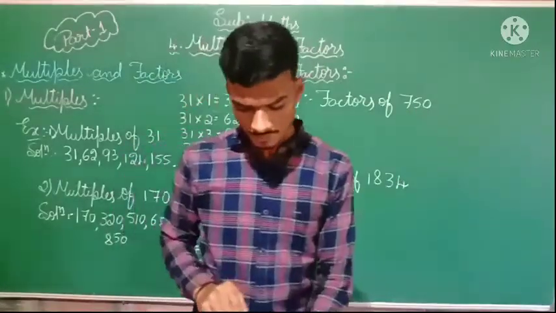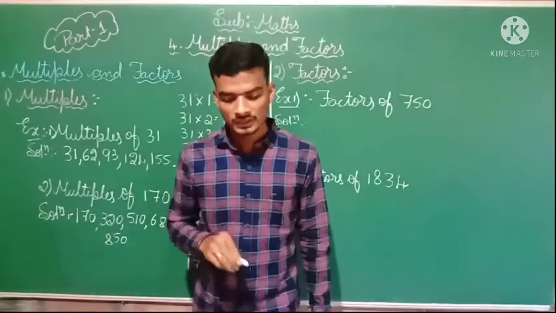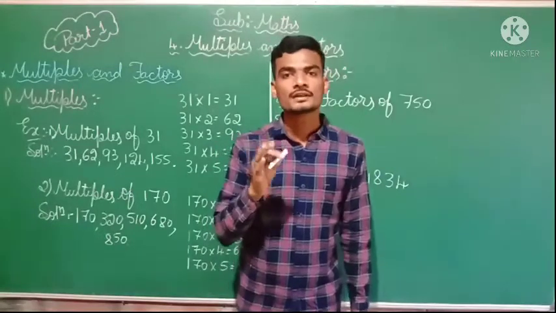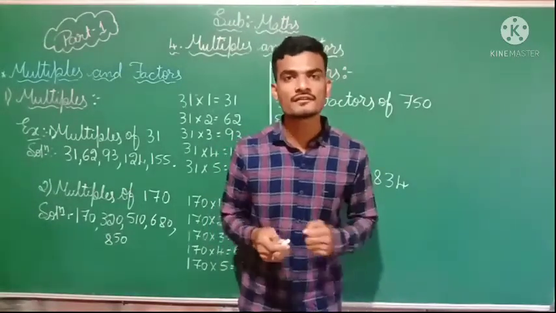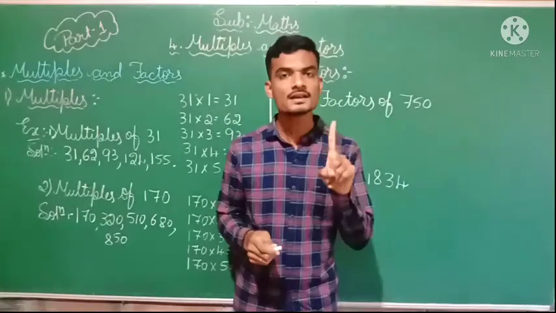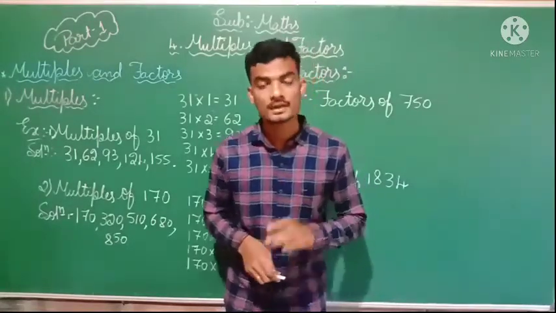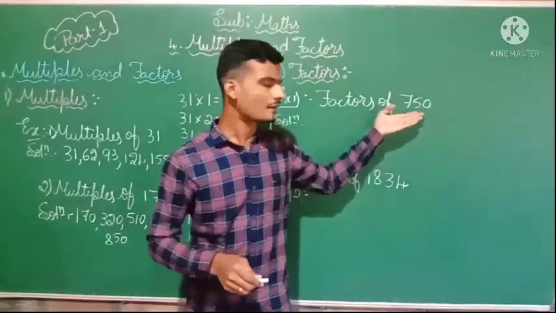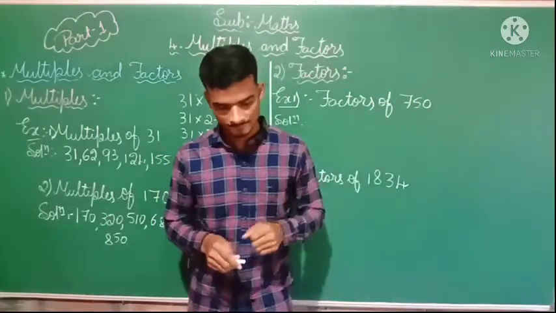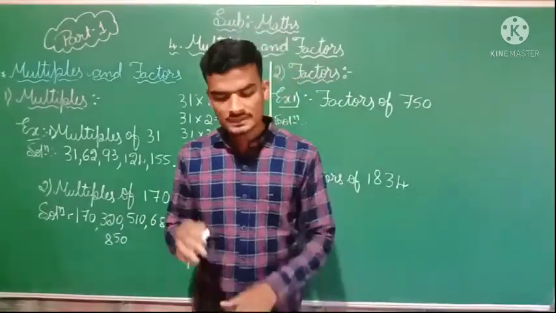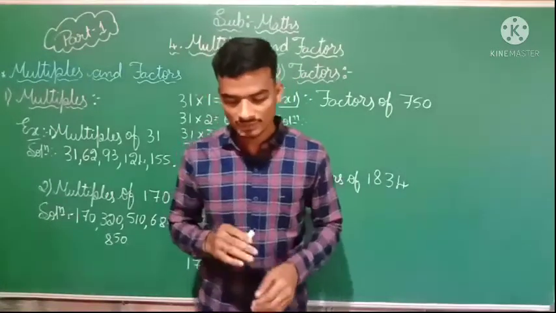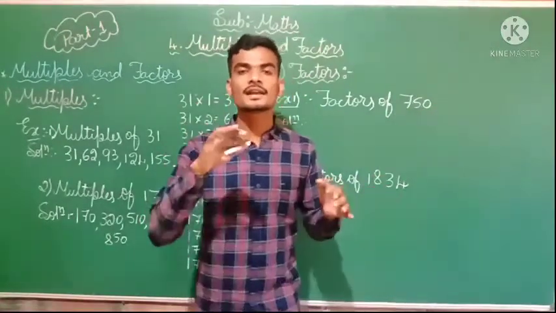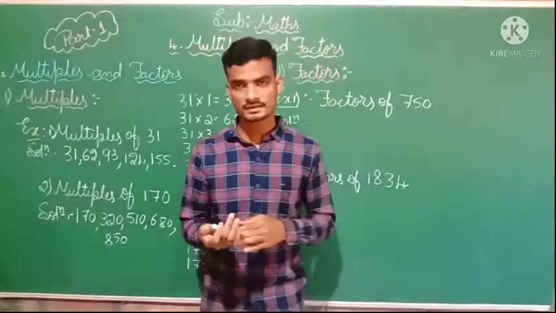Then 1 is a factor of every number. It is also the smallest factor of a number. If I ask you which is the smallest factor of a number, it means 1. 1 is the smallest factor of a number, so 1 is a factor of all the numbers. Then every number is a factor of itself. It is also the greatest factor of that number. We will find a factor equal to that number, but never greater than it.